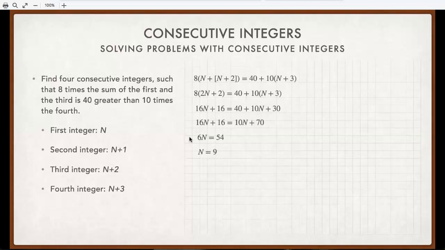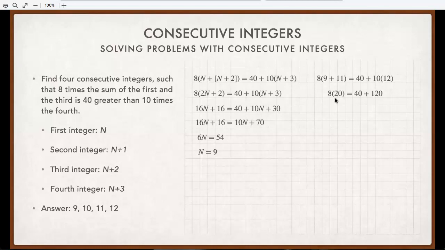Now there are 4 integers we're looking for here, so there'll be 9, 10, 11, and 12 is our answer. Let's check our work. So 4 consecutive integers such that 8 times the sum of the first and the third. So the first is 9 and the third is 11. So the sum of them is 9 plus 11. 8 times that is 40 greater, 40 plus, 10 times the fourth. The fourth one is 12.